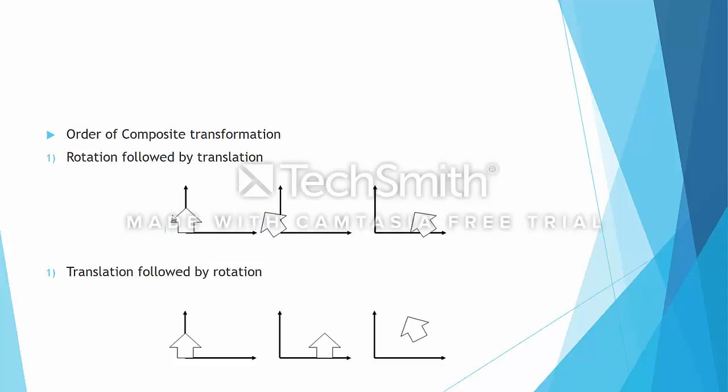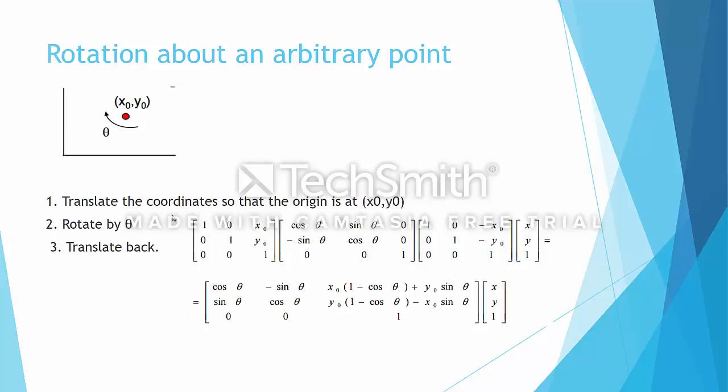The order of the composite transformation is shown here. In the first figure it is rotated about the axis and translation is done, and the other one is the translation which is followed by the rotation. Here we first translate the coordinates and then rotate it by an angle of theta. After the rotation, we translate it back. The matrix representation here clearly proves that.